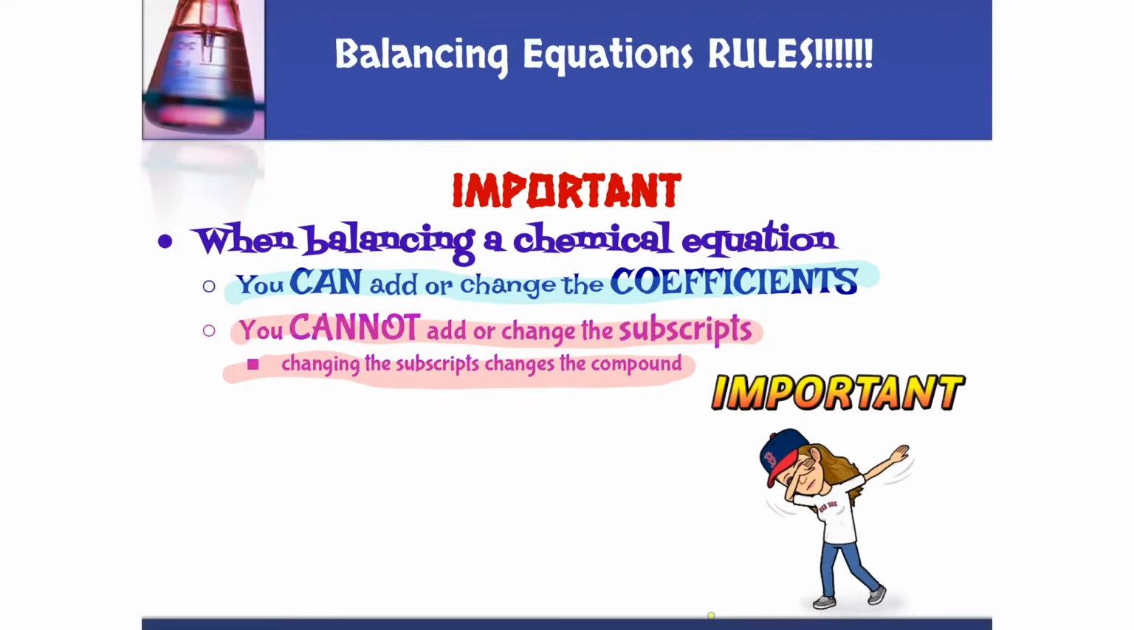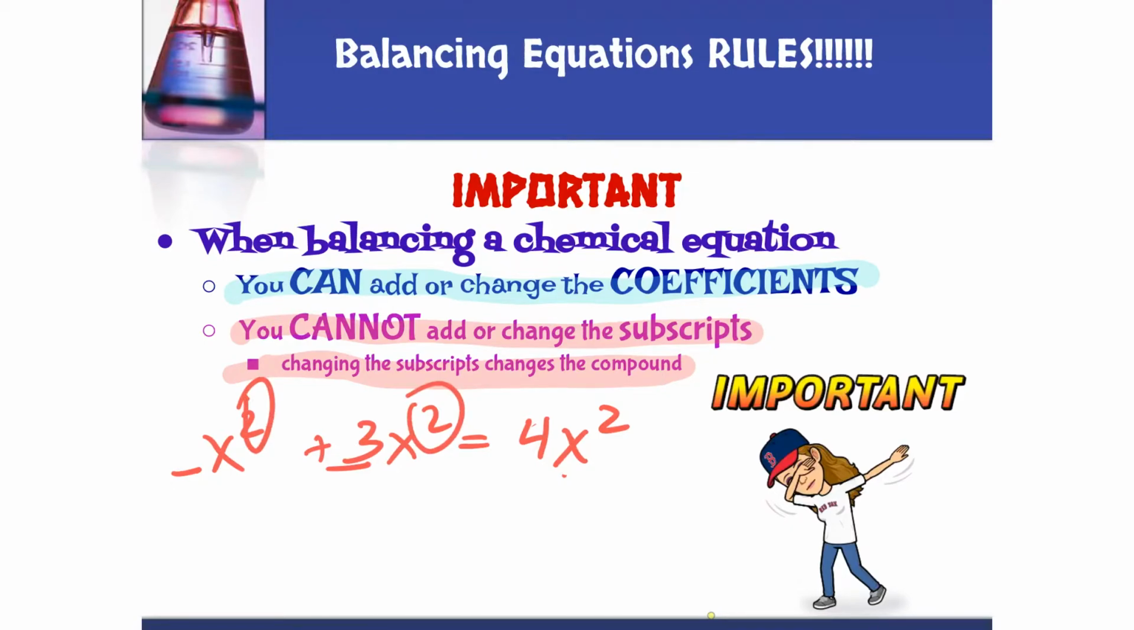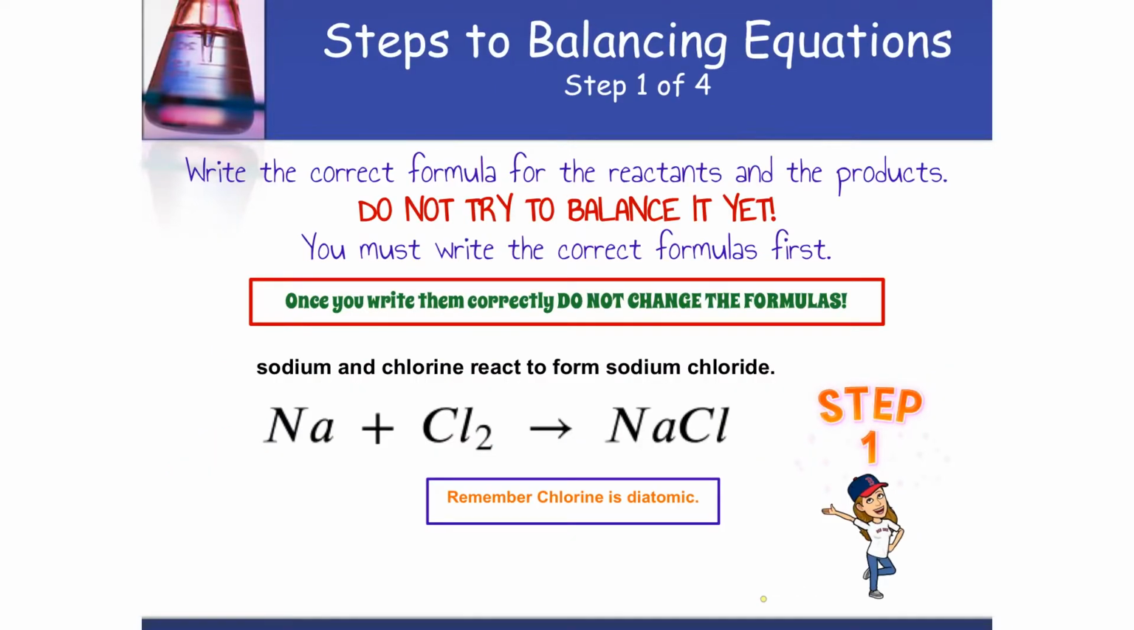It's similar to adding like terms in math class. If you had x squared plus 3x squared, that does not equal 4x to the fourth, correct? No, it doesn't. It does equal 4x squared. You added the coefficients in front of the x's, but you didn't add the exponents when you were adding like terms. So steps to balancing equations.